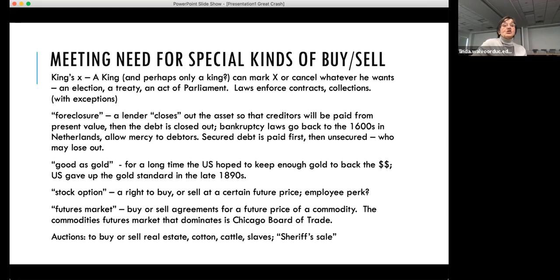And then the number of auctions goes way, way back, of course, used to buy or sell real estate, cotton, cattle, slaves, sheriff sale. The auction is a right now sale. You show up with your money, you have to take it right away. You can't take time to ask somebody else or pass it by your board. You pay right now. And that's why the auction price is going to be less than a price in a store or in a retail market.